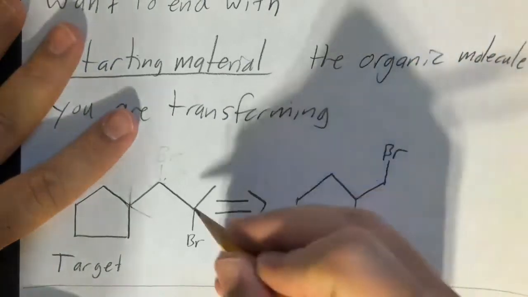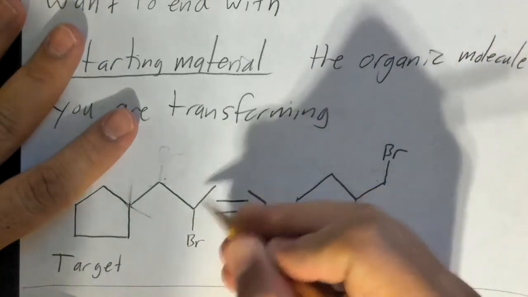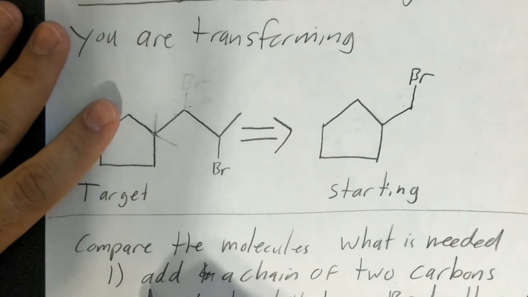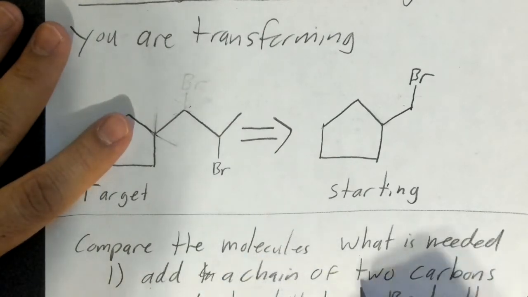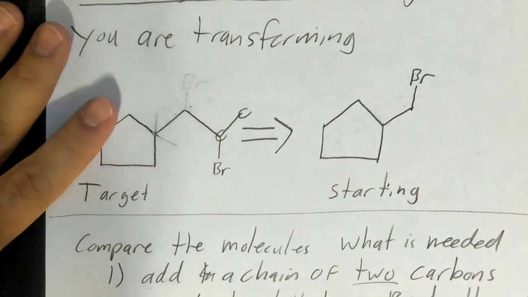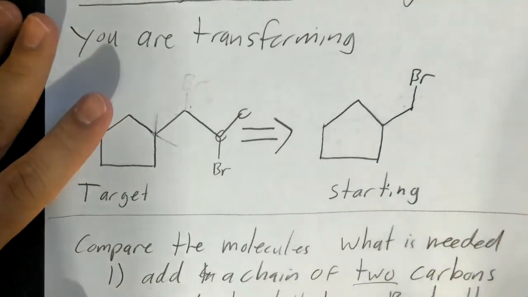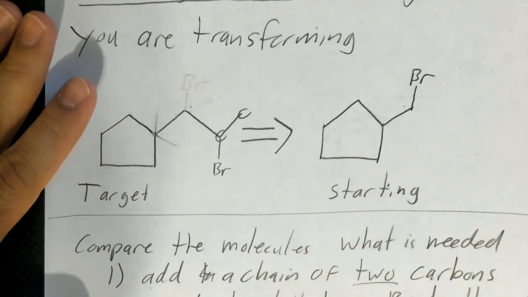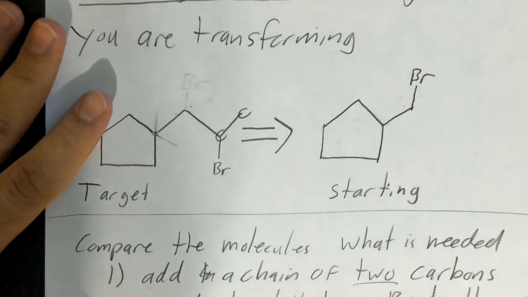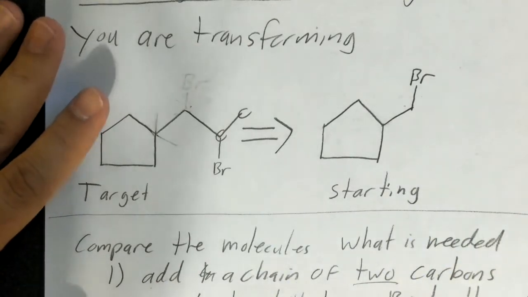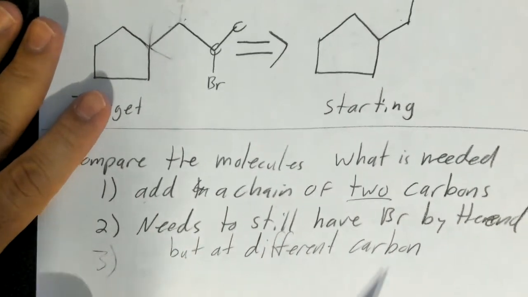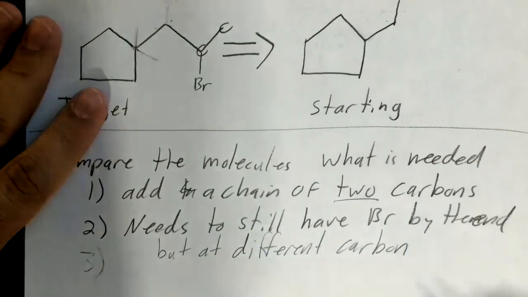But one of the first things that should stand out is you also have 2 additional carbons. You have an additional carbon chain here. And that's one of the first things you should point out to yourself as you compare: I need to add a chain of 2 carbons to this molecule. And lucky for you, this semester, there's only one carbon growth reaction that we've learned. The second thing you need to do, and it won't necessarily be just 2 steps, or 2 sets of reagents, it might be a couple, is you need to still have a bromine by the end, but at a different site.